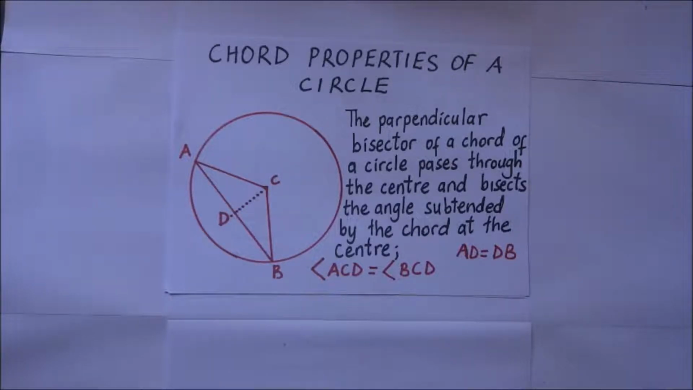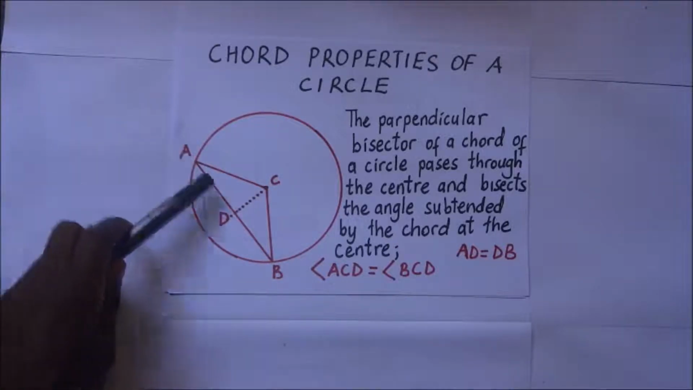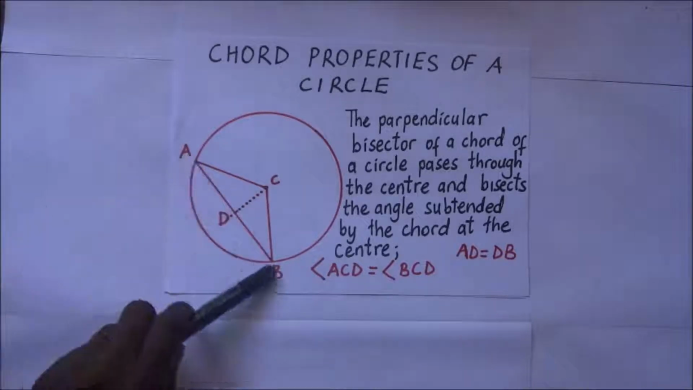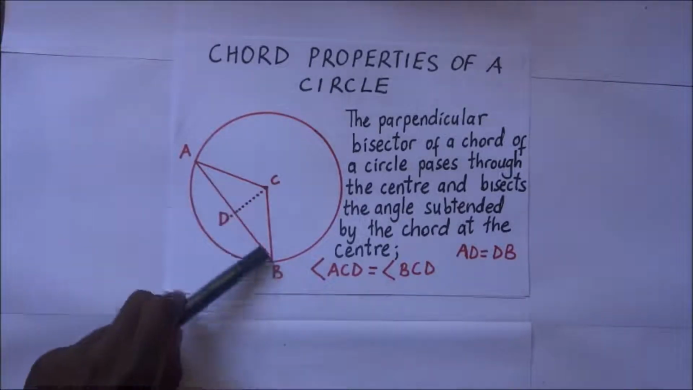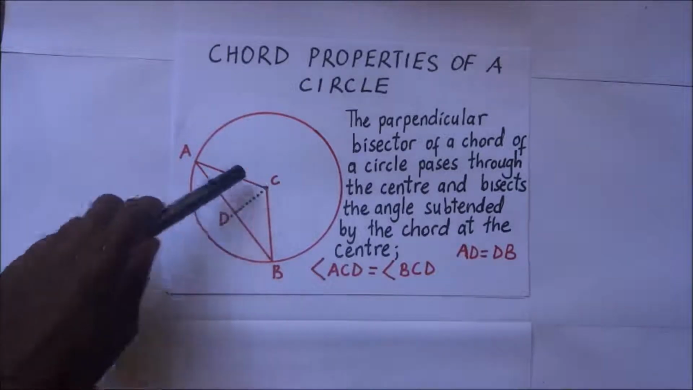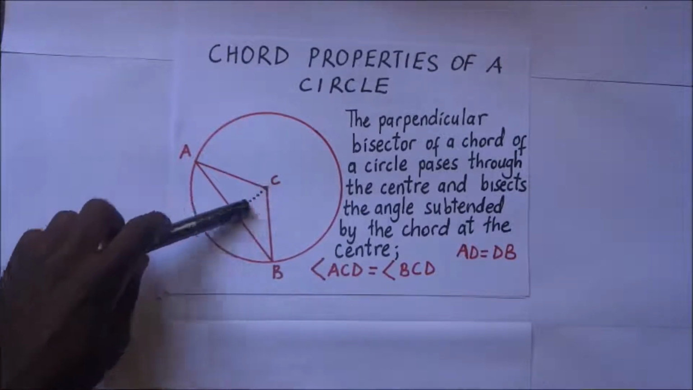We'll look at the first property of a chord. Looking at this, we are saying that the perpendicular bisector of a chord of a circle passes through the center and bisects the angle subtended by the chord at the center. We are having a chord here, AB. So if we are having a chord AB, the perpendicular bisector of this chord will pass through the center. And this is the perpendicular bisector we are talking about.